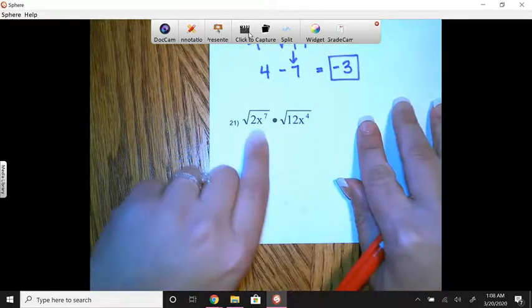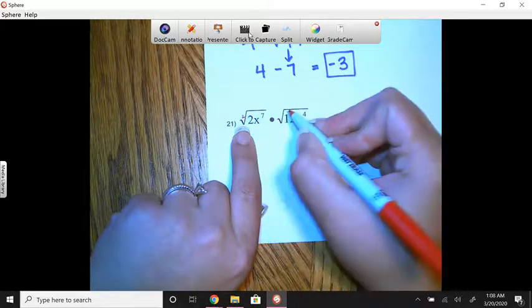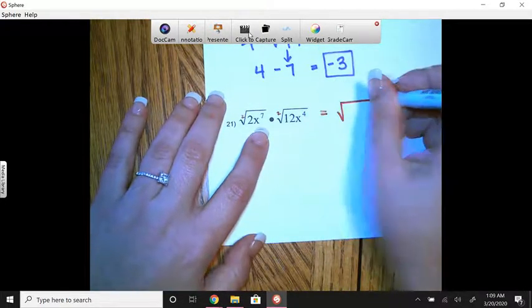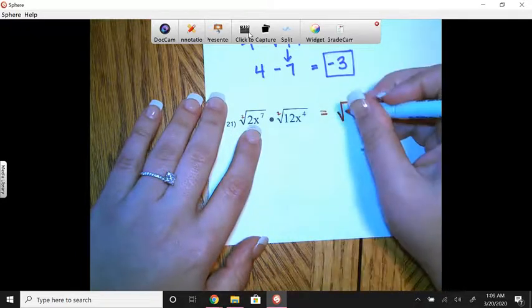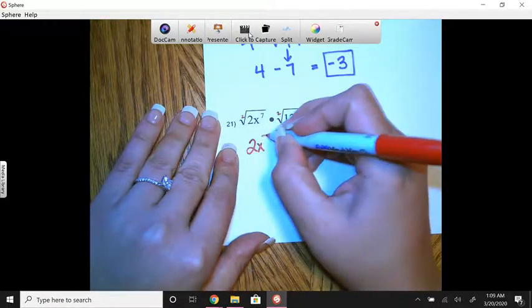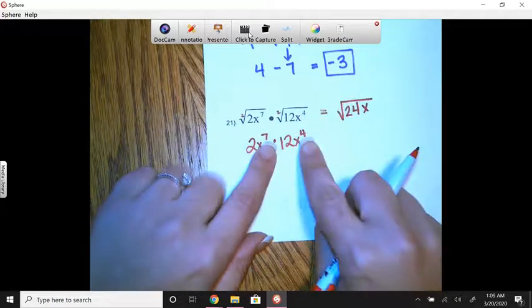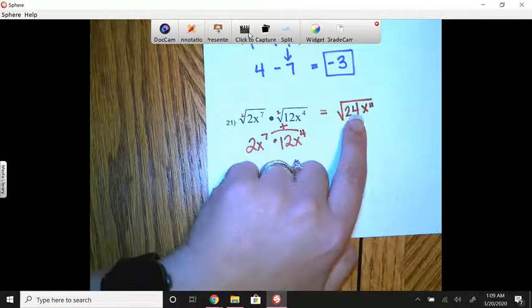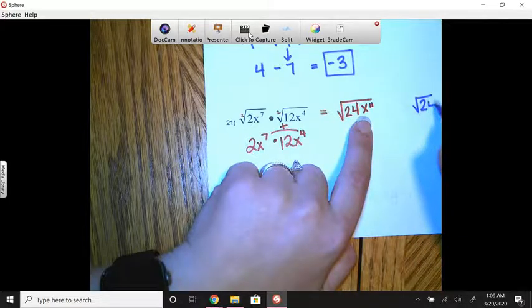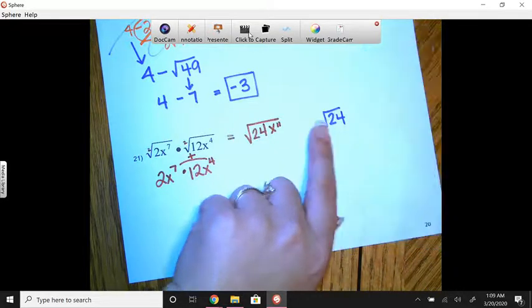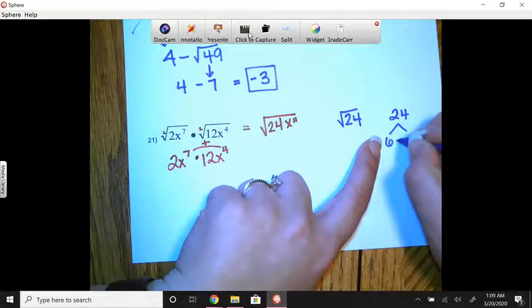Alright, last problem here. So we're multiplying, since the index are the same, we can multiply these, or we could try to simplify them individually first. It's up to you. I'm going to go ahead and go straight across, since the numbers won't be that big. So 2 times 12 is 24. And then remember when we multiply, so when we do 2x to the 7th times 2x to the 4th, previous chapter we know to add exponents when we multiply. So now I'm going to simplify this. So square root of 24, I know that that can be simplified because I know that 4 can go into 24. Or you can use a factor tree and pick any two numbers you want.